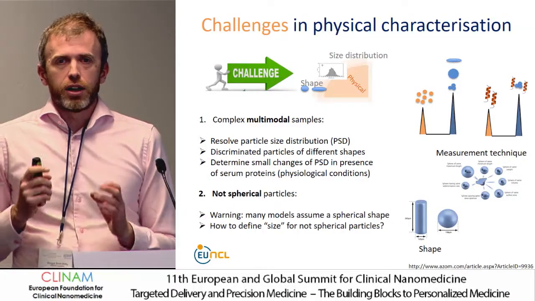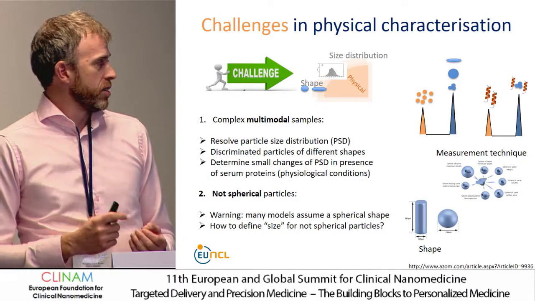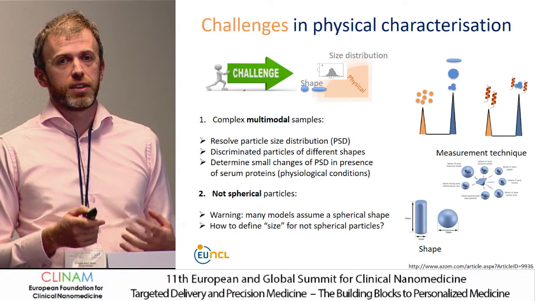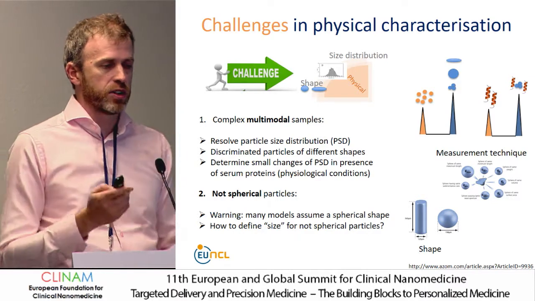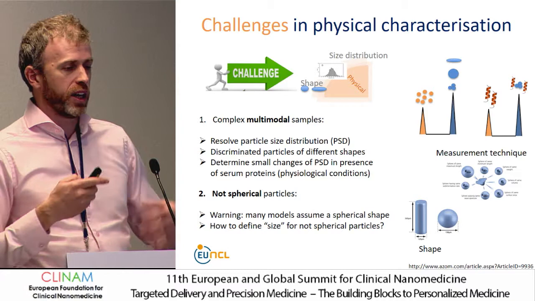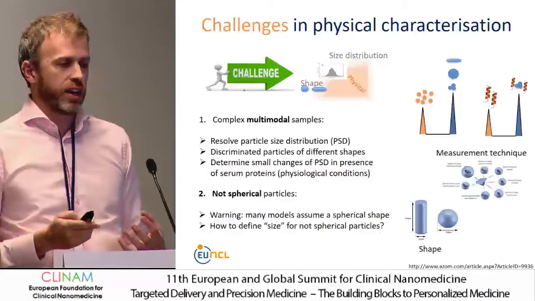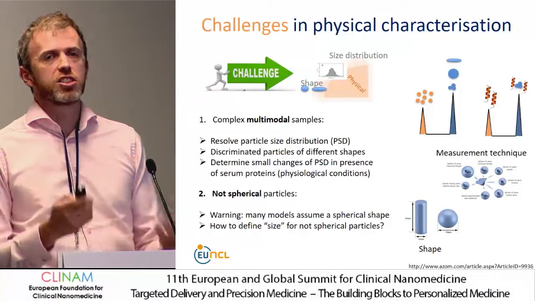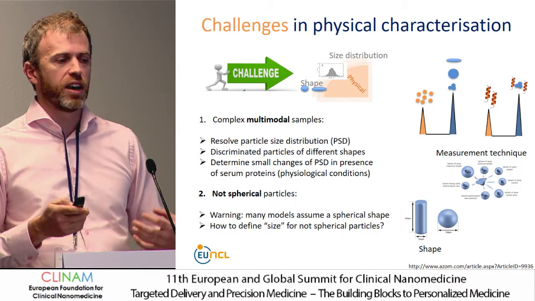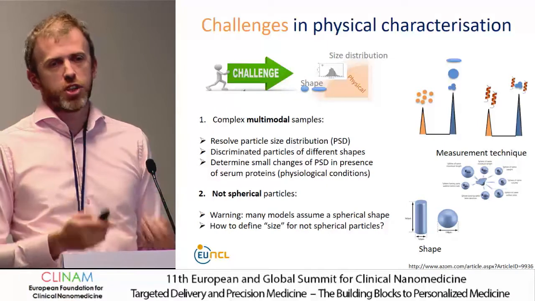Also, a lot of measurement techniques assume spherical particles. A lot of the sizing techniques assume that they are spherically symmetrical. So not all particles are spherical, and how then do you adapt for that? And how do you actually define size for a non-spherical particle, for an elongated one, for a cylinder, for instance? What is the most relevant measure of size?